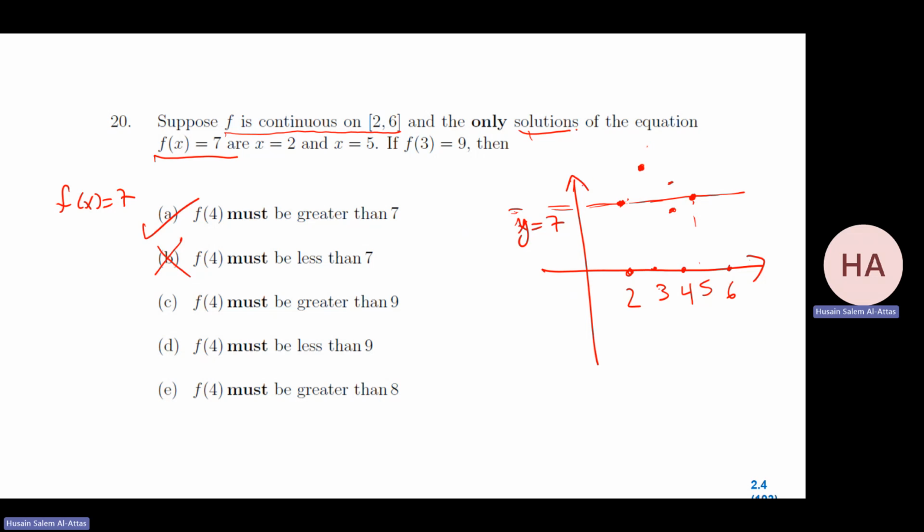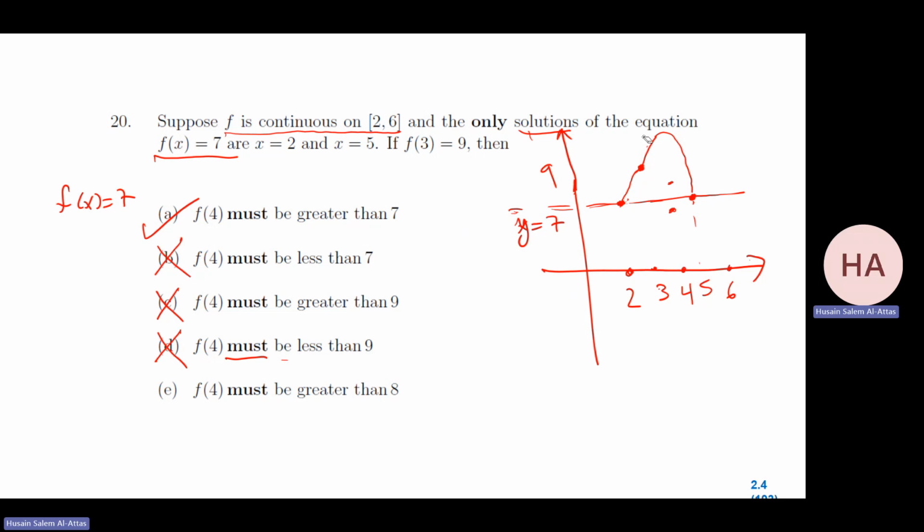No. If this is 9, f of 4 can do something like this. I connect this, then I go back. So f of 4 is less than 9 in this case. So if this is wrong, it must be less than 9? No, it's not a must. I can do something like this and just continue, then I go back to 5. So f of 4 is greater than 9. So it cannot say must be.